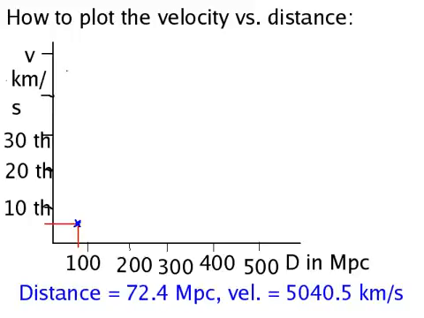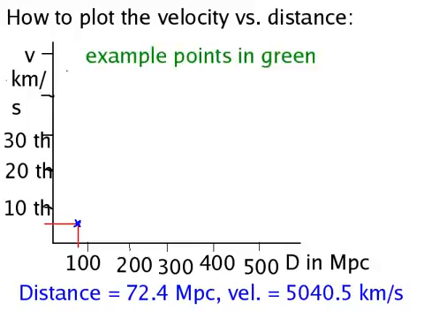Okay, so I'm just going to put in some example points in green that are not part of the data set. So whatever I draw in green, you probably won't be getting the exact same values when you measure the other galaxies. I'm just putting them in so I can demonstrate how to calculate the slope.